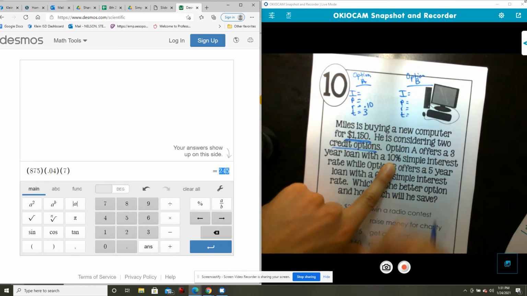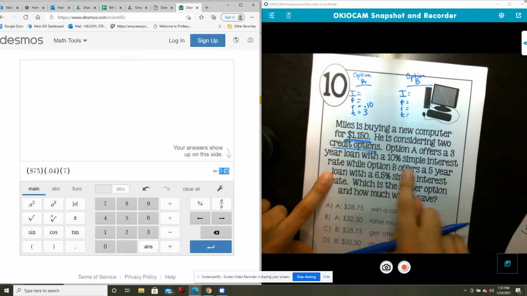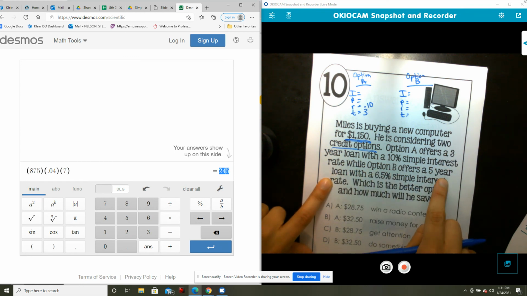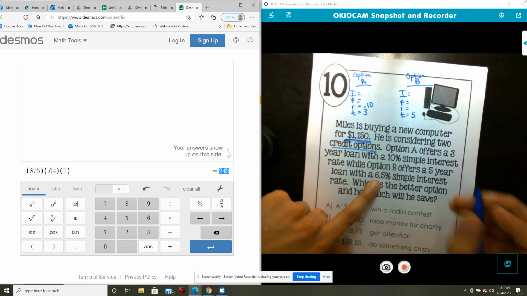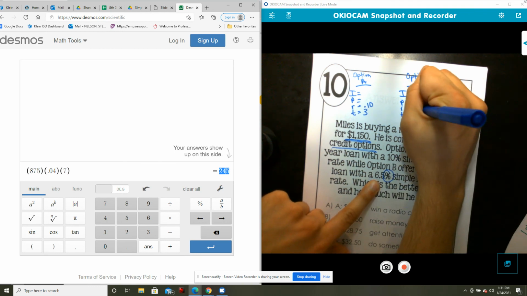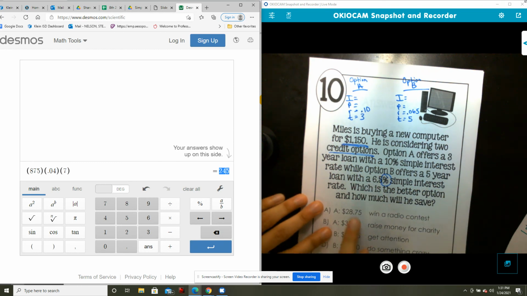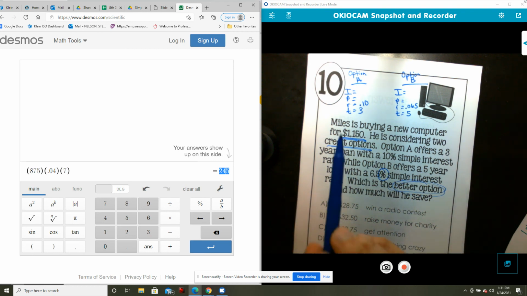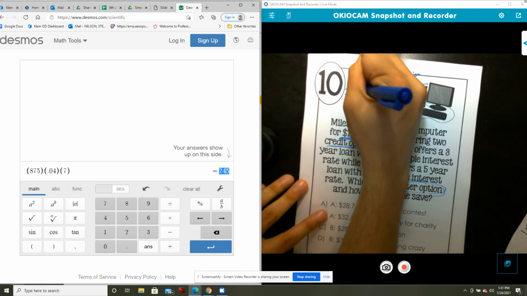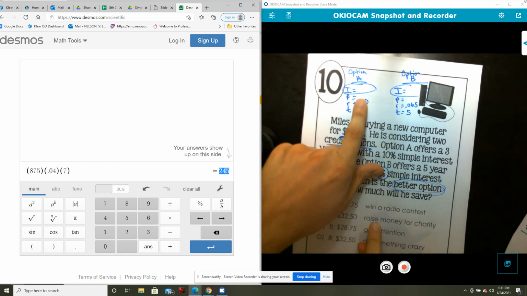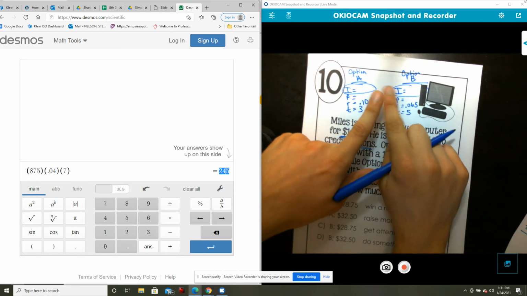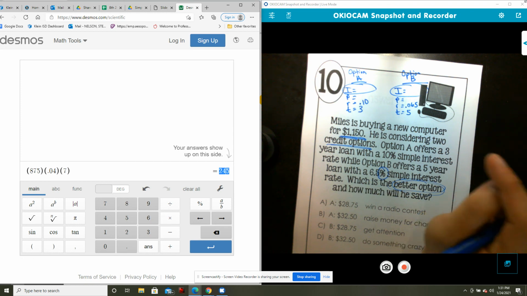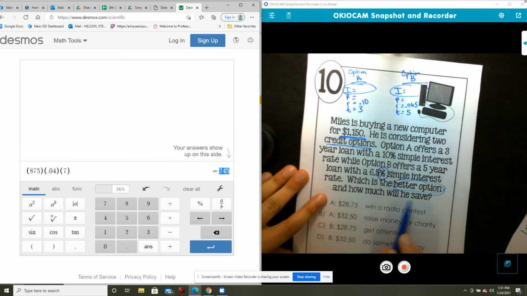So 0.10, moving the decimal point 2 times to the left. While option B offers a 5-year loan with a 6.5% rate. There's that percent, so we're going to put 0.065. Which is the better option? How much will he save? If it's asking for the better option, we want to go with the option that charges the least amount of interest. Whichever interest is the smallest amount, that's what we want to go with. How much will he save?